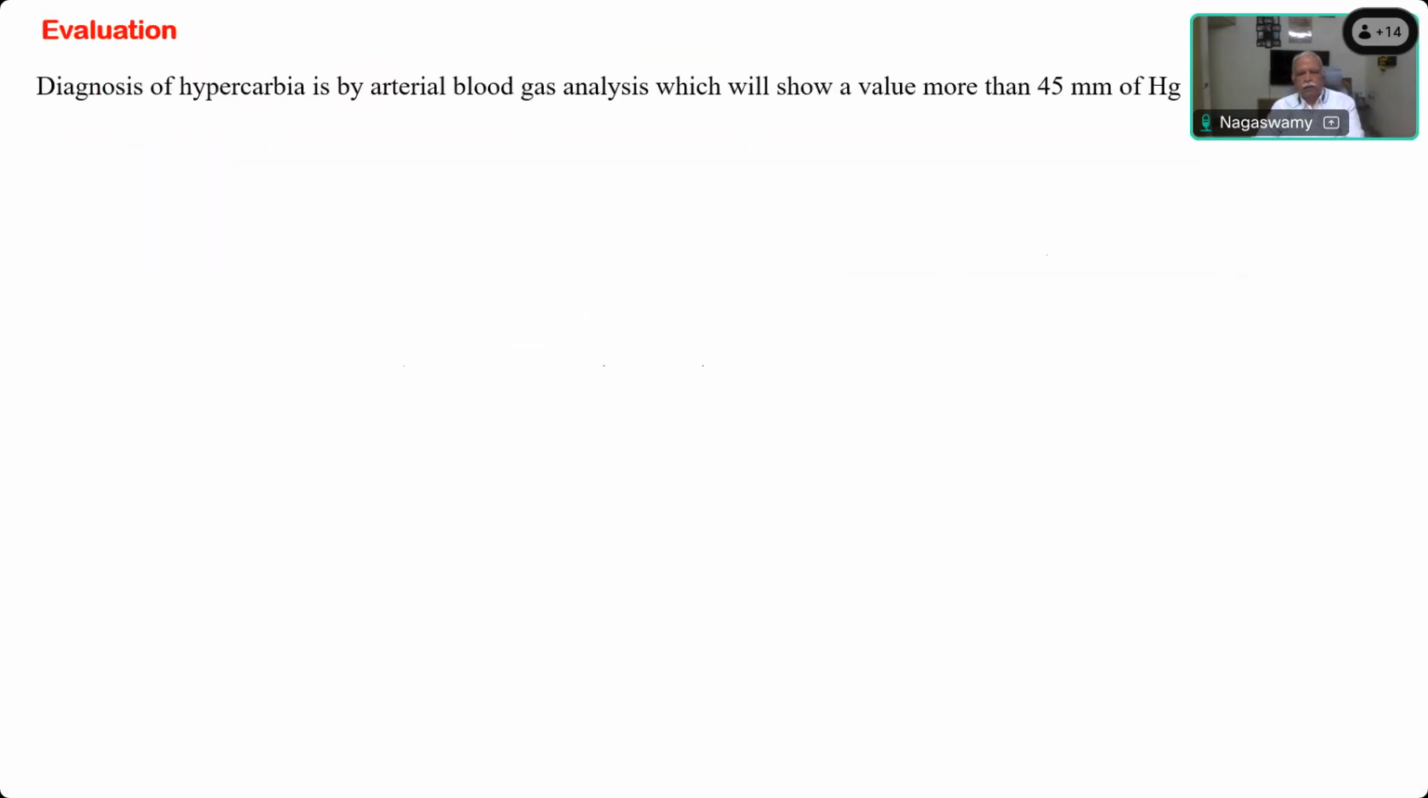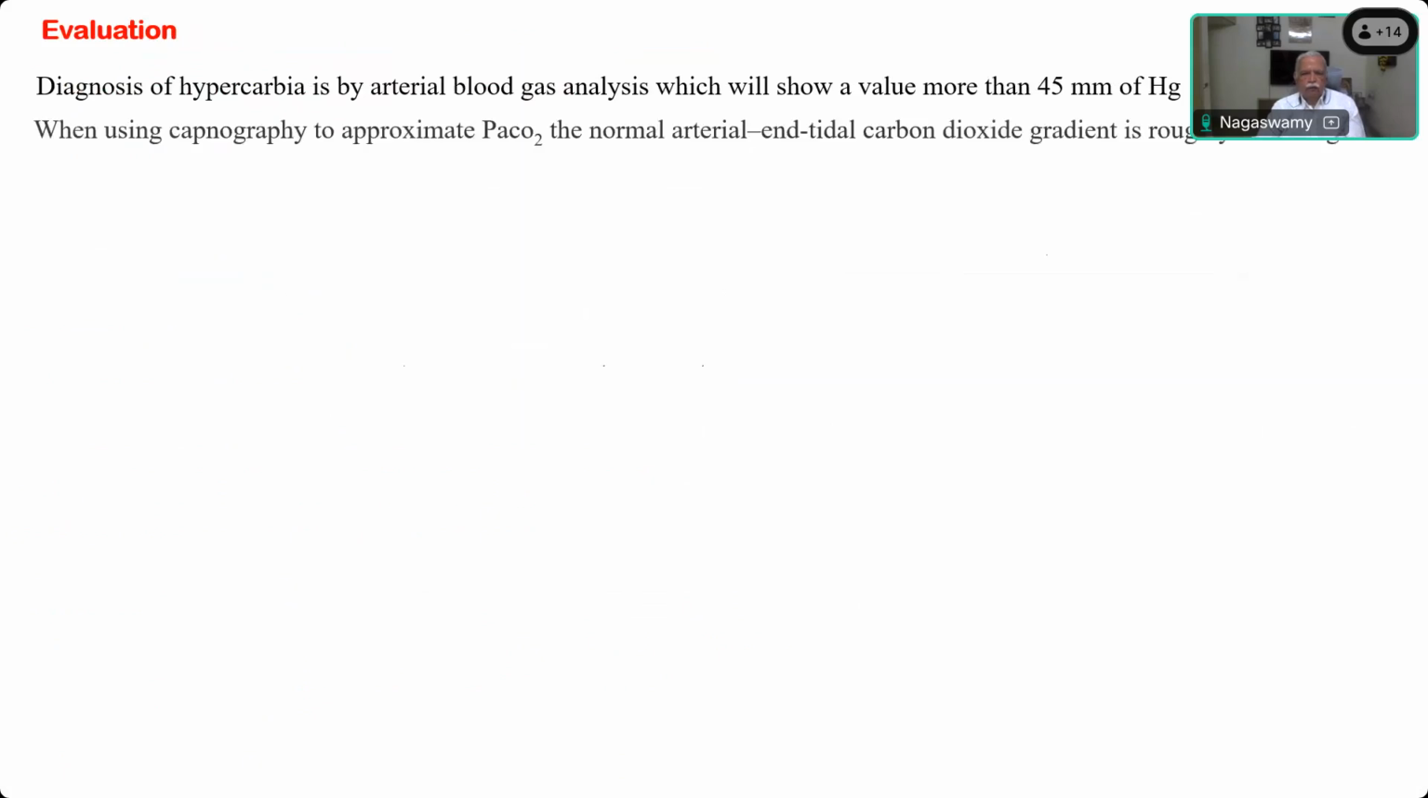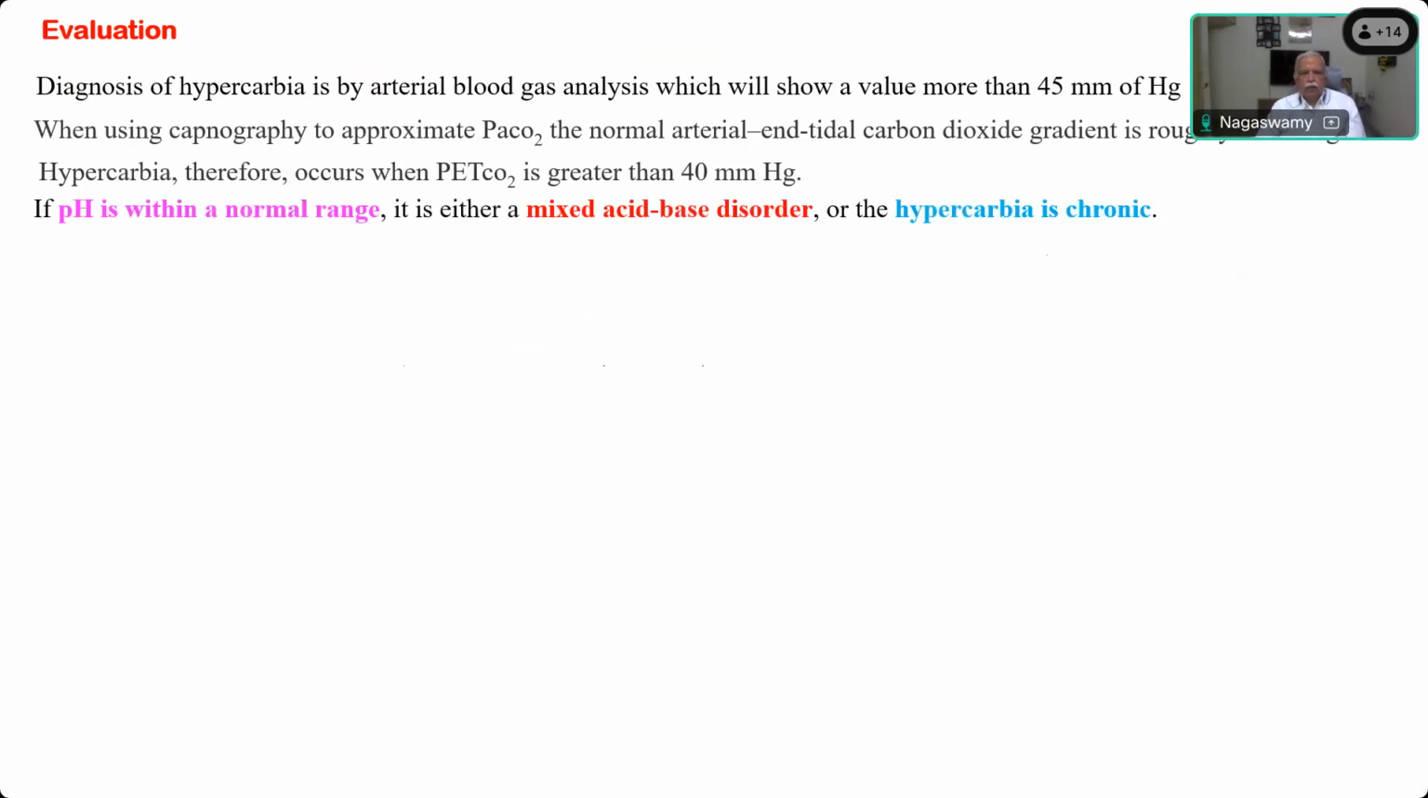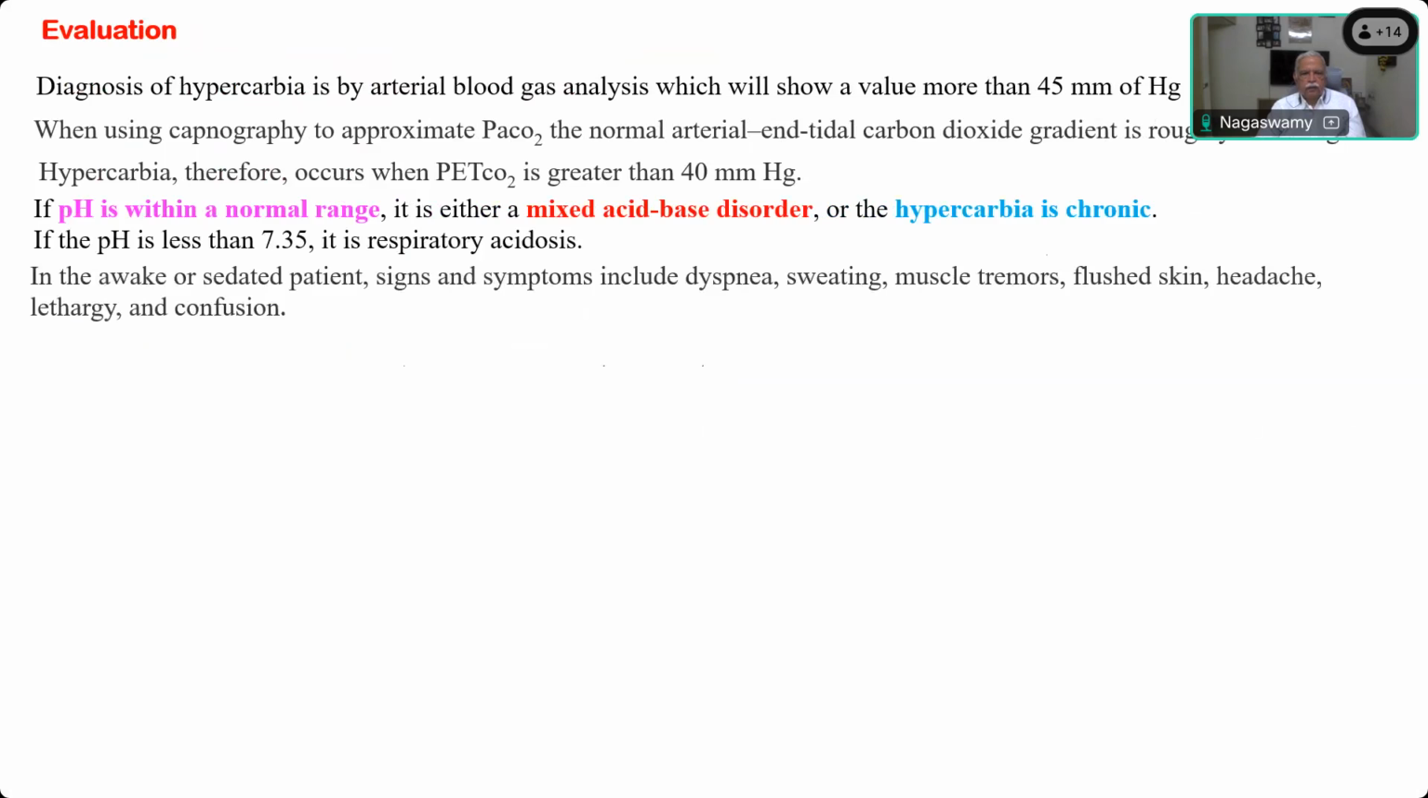Diagnosis is by ABG. It will show a value more than 45. And when you use capnography to approximate the PaCO2, you must always think of the arterial to end-tidal carbon dioxide gradient. However, an ETCO2 of more than 40 indicates that there is a chance of hypercarbia going on. And if the pH is within the normal range, it may be a mixed acid-base disorder or the hypercarbia is chronic. And if the pH is less than 7.35, it indicates respiratory acidosis.